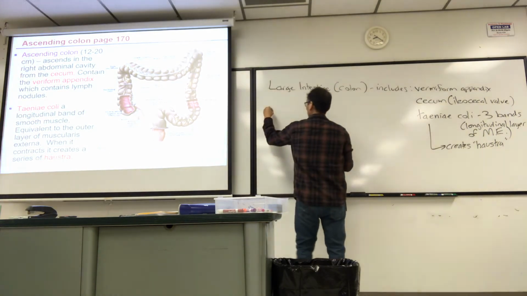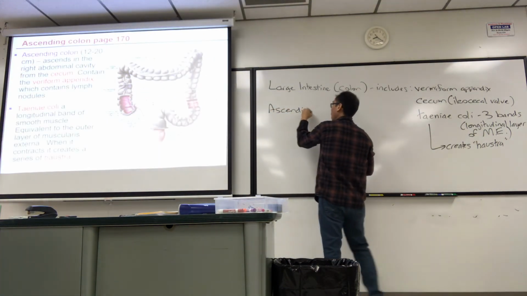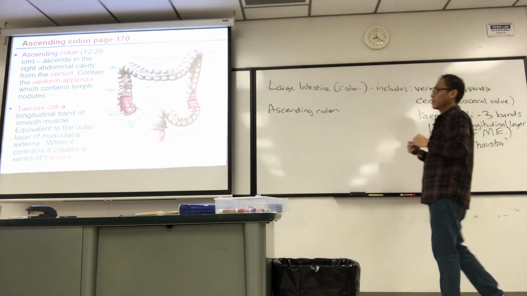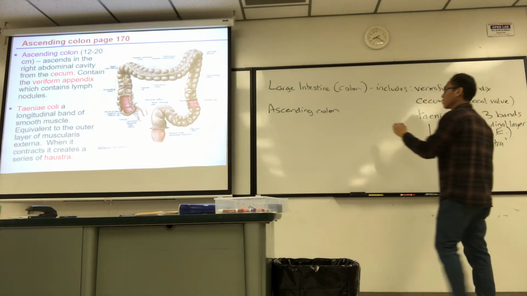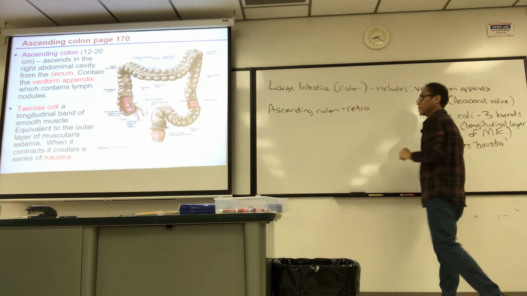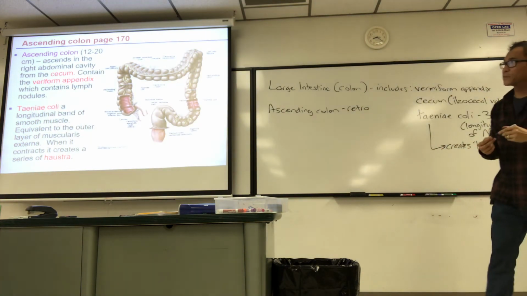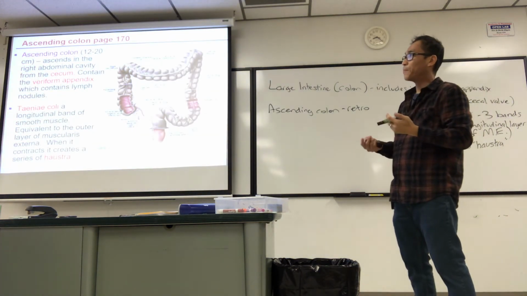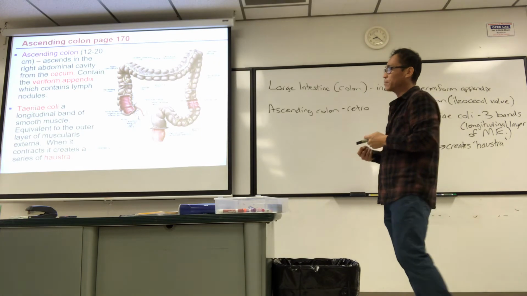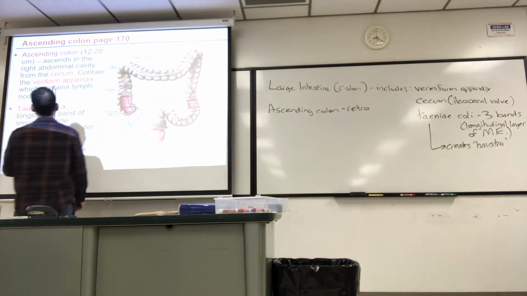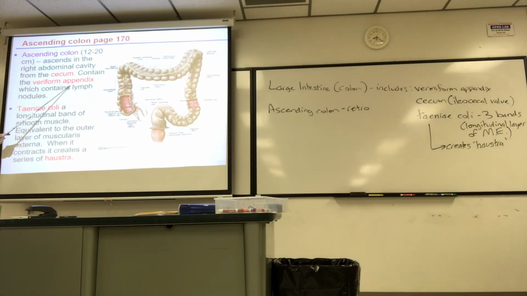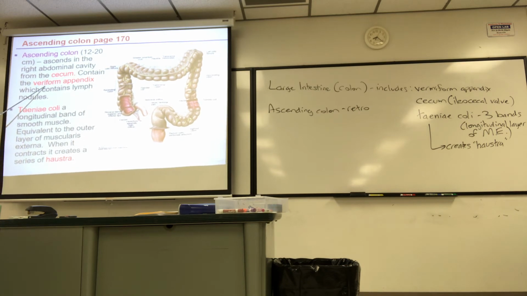To continue, it includes the ascending colon. We just left the small intestine. The small intestine is intraperitoneal. It kind of goes retro here. Retroperitoneal. You can see it's about 12 to 20 centimeters. It ascends retroperitoneally up the right abdominal cavity from the cecum. I said it does contain the vermiform appendix. So in anatomy, use the full term, vermiform appendix. Vermiform means shaped like a worm, okay?